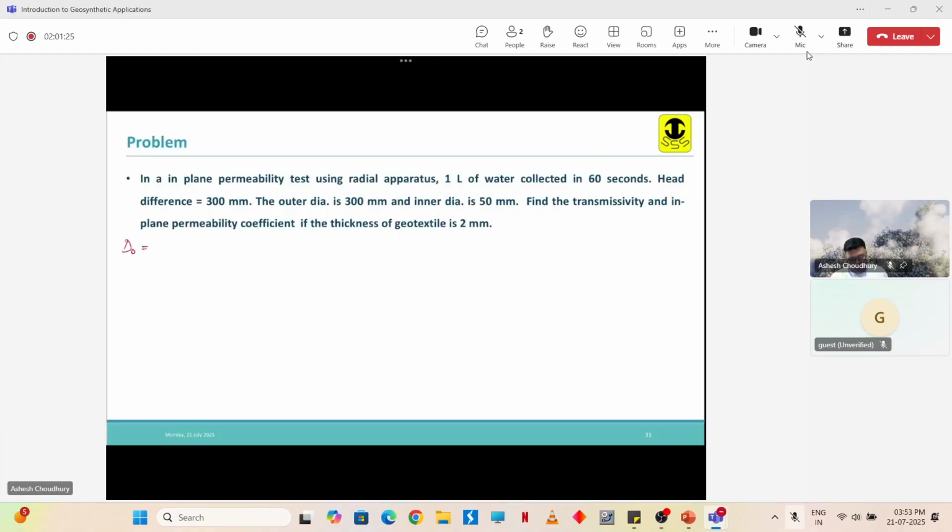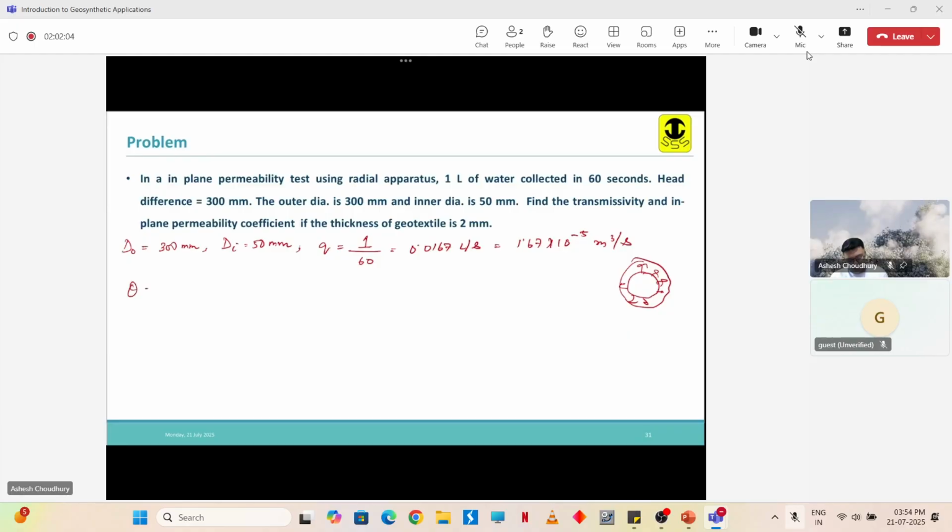So my outer diameter is 300 mm, inner diameter is 50 mm, 1 liter is collected in 60 seconds, so 0.0167 liter per second, which is 1.67 times 10 to the power minus 5 cubic meter per second. So this is like this, and there is radial flow.